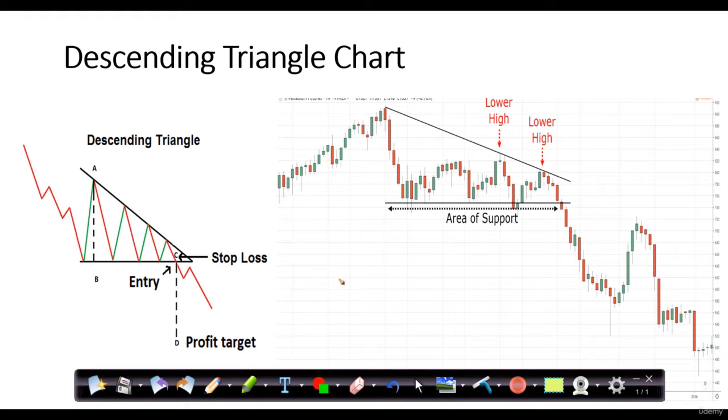In the last video, we discussed the ascending triangle chart, which looks like this one, and the ascending triangle represents the upside potential in the market. Now, we are going to discuss the descending triangle chart. This descending triangle price action represents the downside movement in the market. How? Let's see the example.